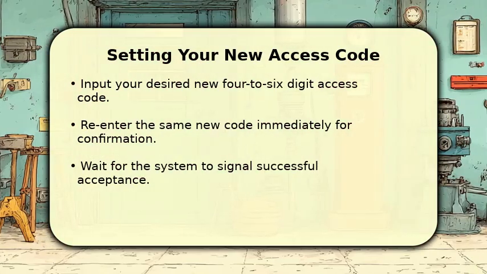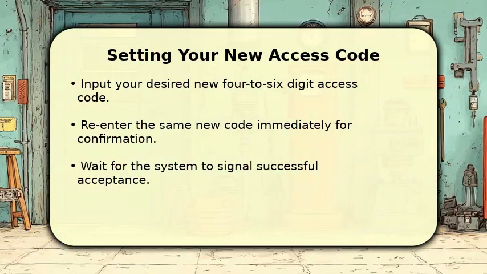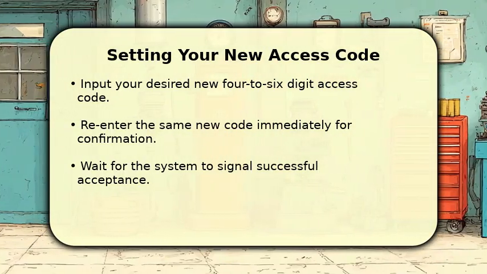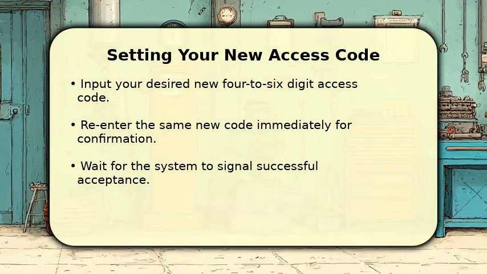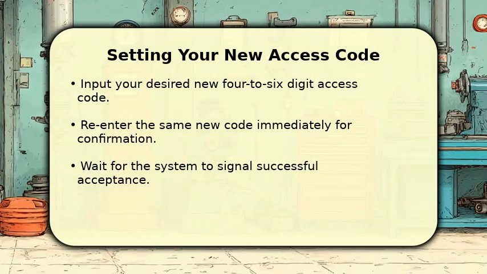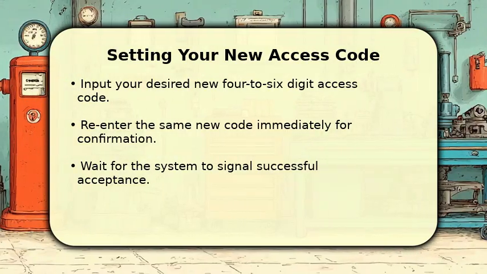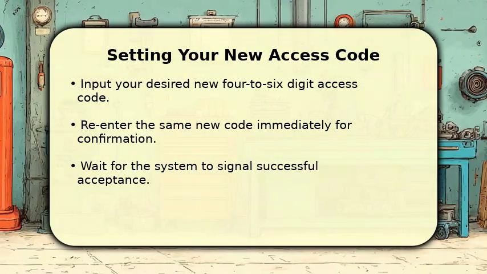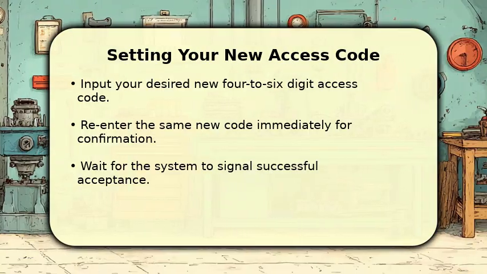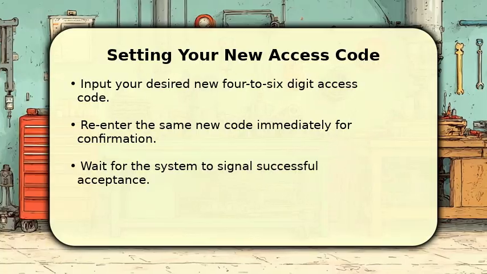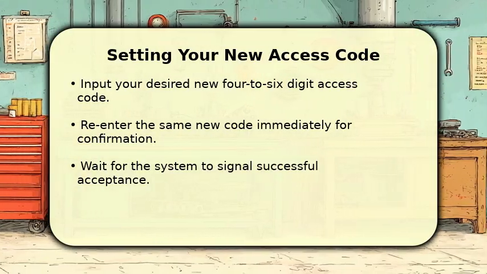With your system in programming mode, you are ready to set your new access code. Carefully enter your desired new 4 to 6-digit code, making sure it is unique and easy to remember for you, but difficult for others to guess. Immediately re-enter the same new code to confirm it. The system should respond with a long beep or a solid green light, indicating the new code has been successfully accepted. Double-check your entry to prevent errors.